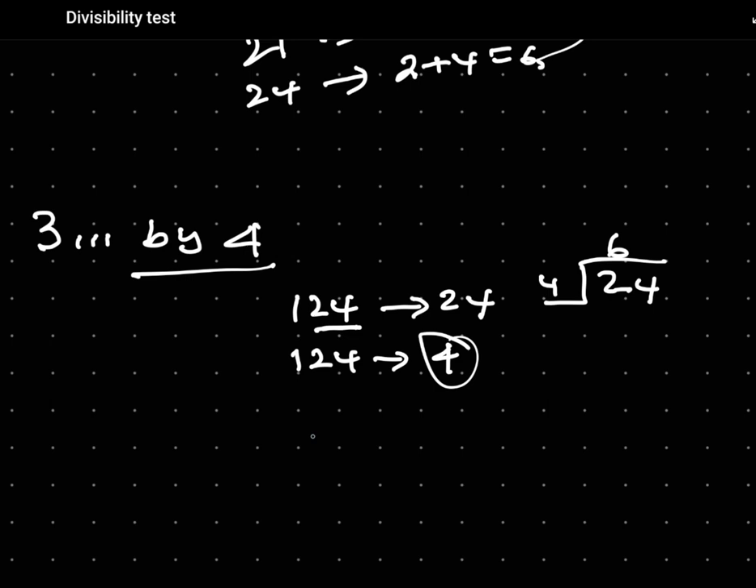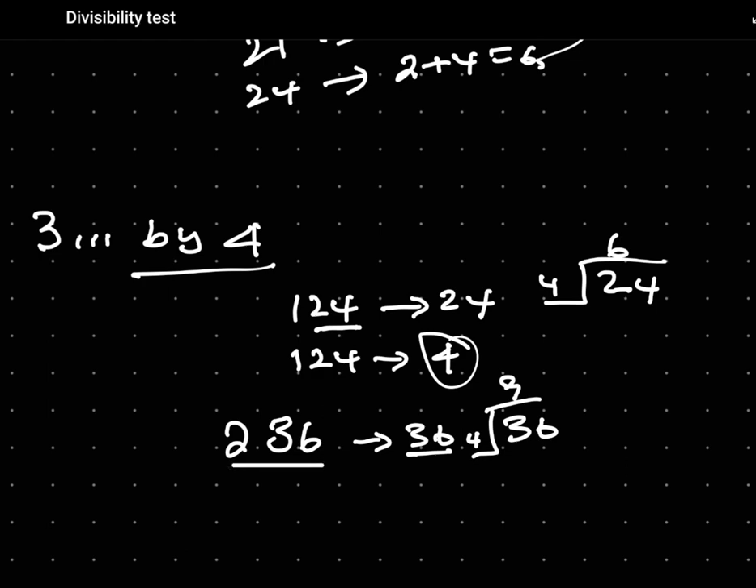Okay? The other number you may check is 236. You cut 36 from this number. You can see 36 is divisible by 4 because when you divide 36 by 4, you have 9 times. So the whole number 236 is divisible by 4.